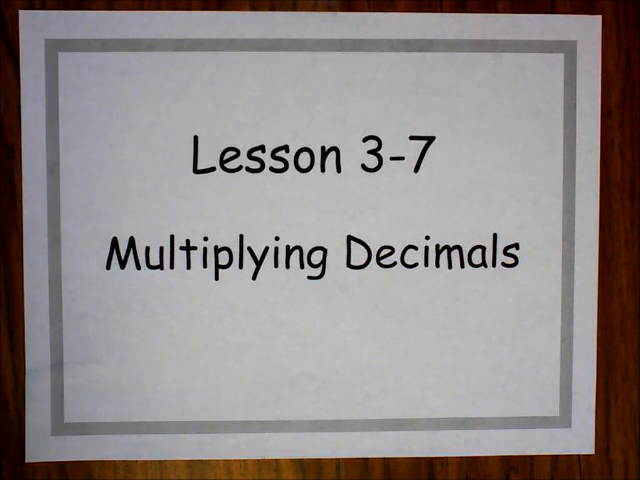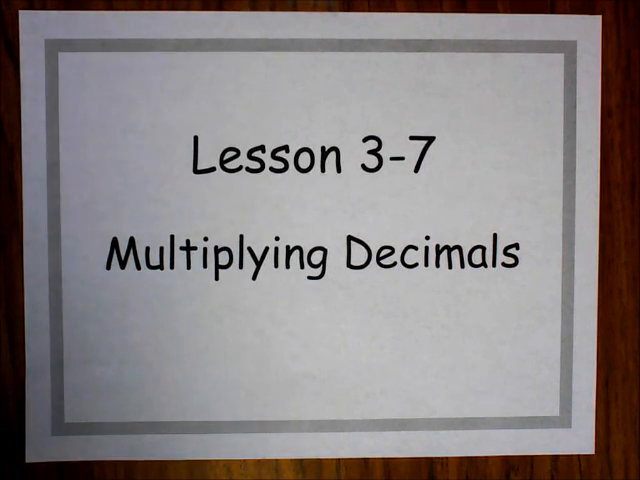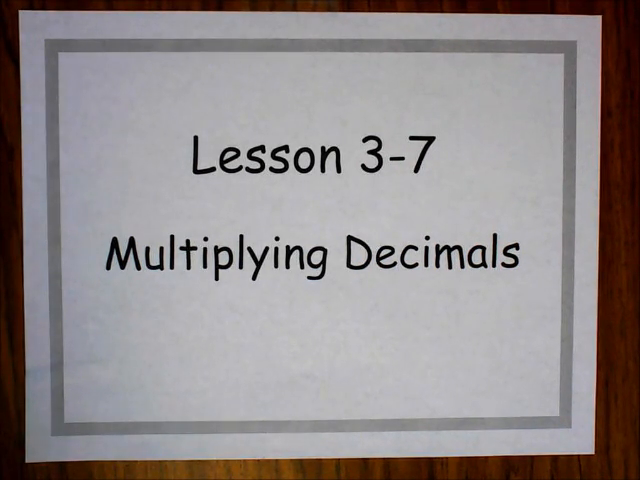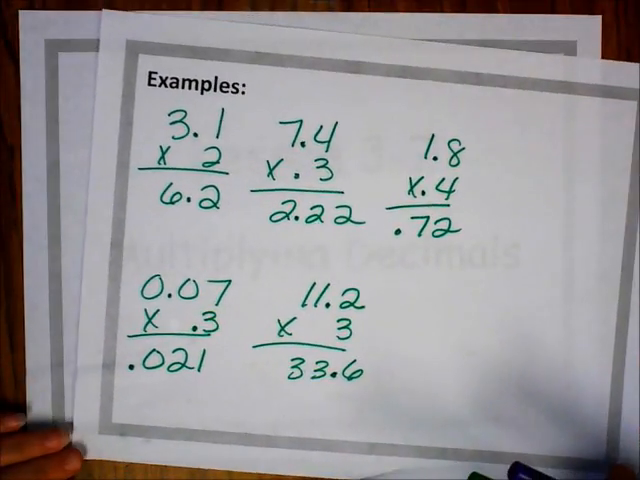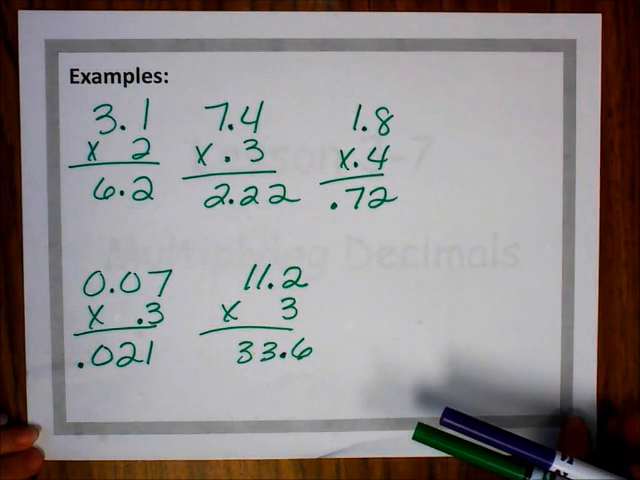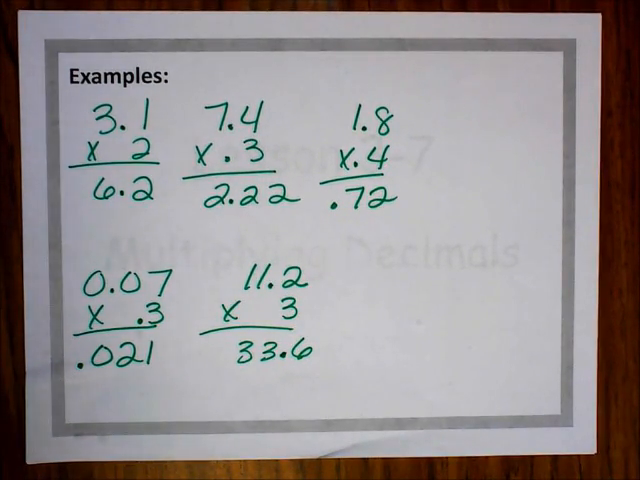Turn to the next blank page in your journal, put today's date at the top, and put your full title, Lesson 3-7, Multiplying Decimals. We're going to start today by looking at some examples of some multiplication problems with decimals.